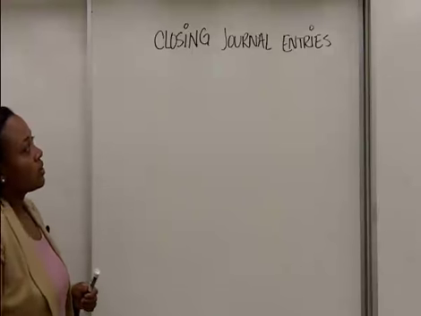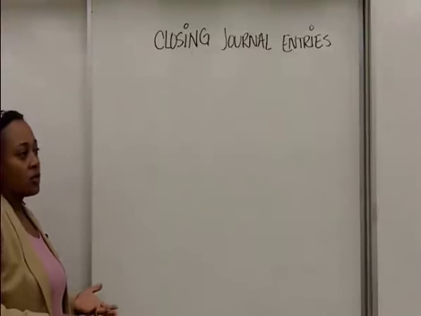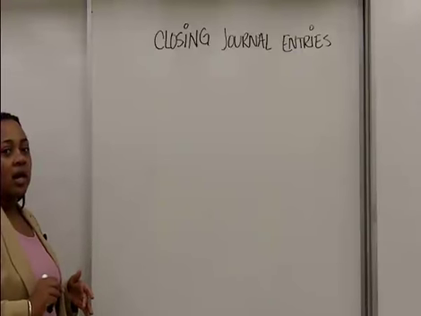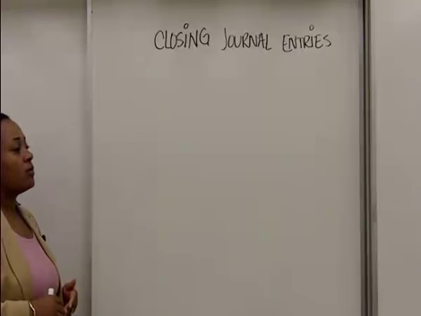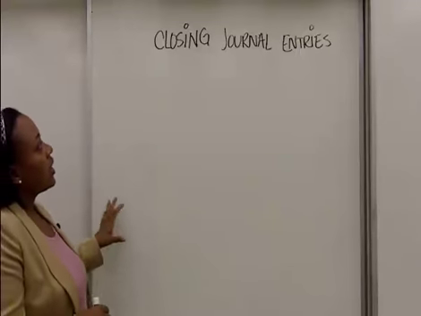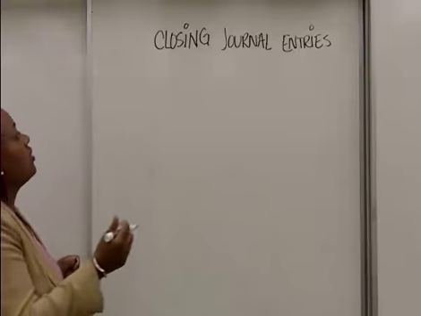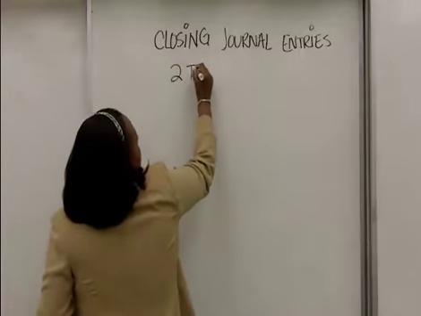Now, closing journal entries are just basically a type of journal entries. In Chapter 3, we talked about adjusting journal entries. Chapter 2, we talked about general, regular journal entries. Now, with a closing journal entry, before you get into the hows, you need to realize that there's two types.